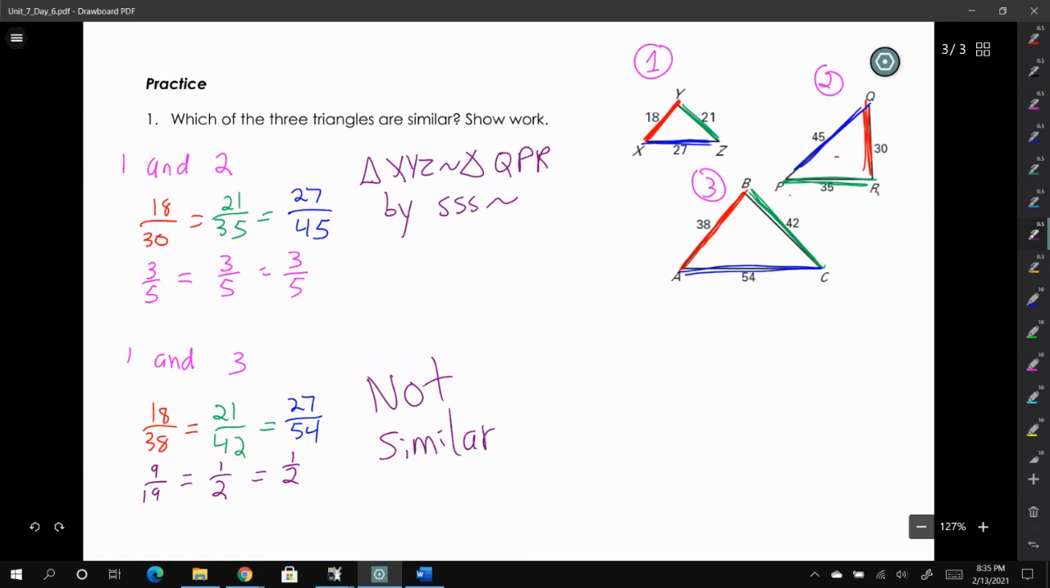So again, color coding things is going to make things a lot easier for you guys. Just make sure you have enough colored pencils or markers or whatever you need to color code that, and then you're just matching things up and reducing your fractions.